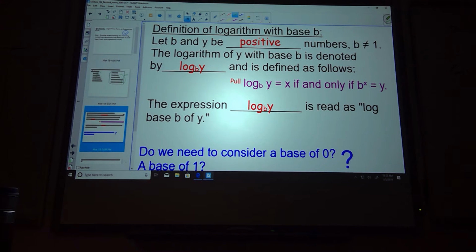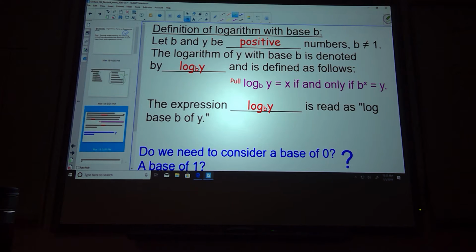If I have 1 to the millionth, I have 1. So 1 doesn't really help us a whole lot if that's the base. And the logarithm of y with base b is denoted log base b of y, and is defined as: log base b of y equals x if and only if b to the x is equal to y. And you're like, huh? How do I define an L and an O and a G? Oh, well, it's logarithm. So they're not exponentials.